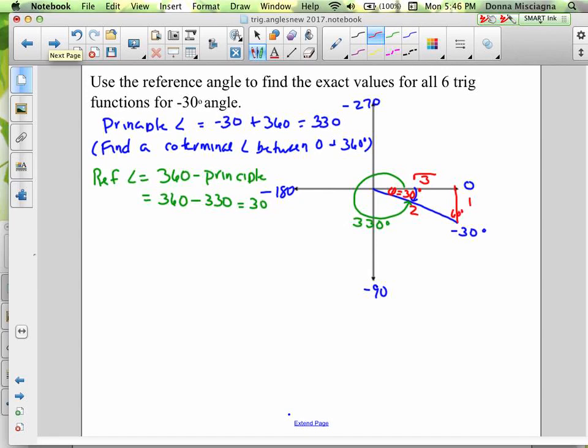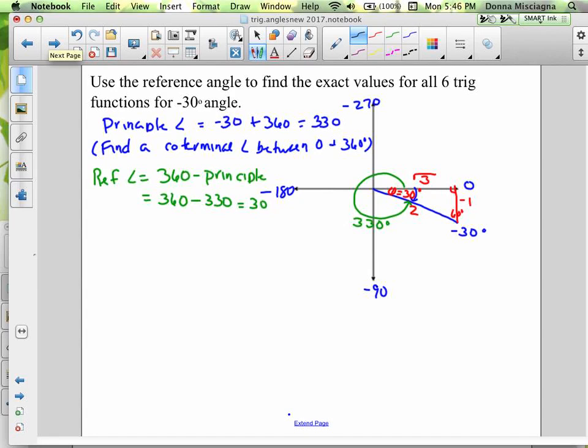Opposite the 60 will be the square root of 3, and then opposite the right angle on 30, 60, 90, the hypotenuse will be 2. Now let's just make sure our signs are correct. All right, square root of 3 is good. X is positive in that quadrant, but that one should be negative. All right, so now we can find our 6 trig ratios.